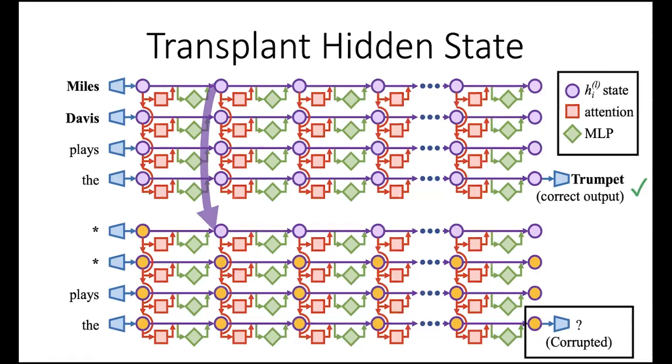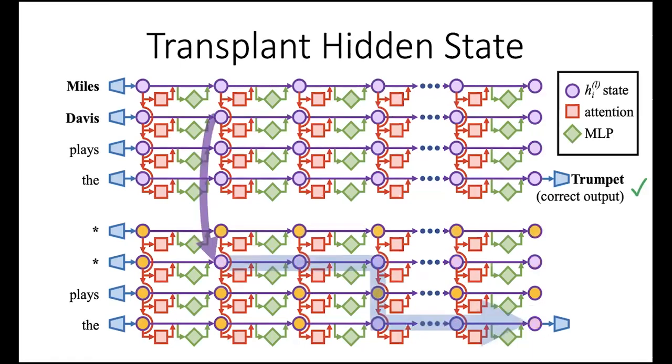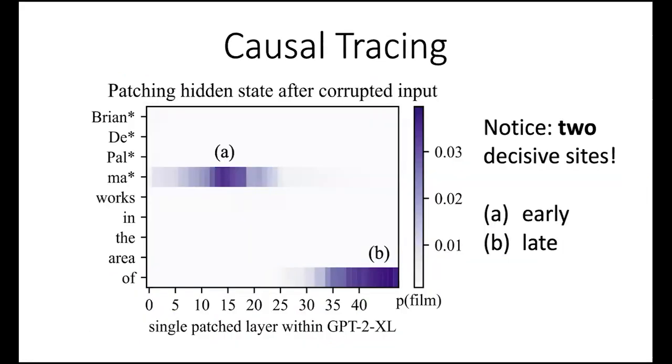As we go around the network, most of the hidden states don't have any effect, but some hidden states do and cause it to say trumpet. And then we can draw heat maps that show which of the components have the strongest causal effects. In this heat map, I've taken a different sentence: Brian De Palma works in the area and he's a filmmaker. And in dark purple, we've shown you the hidden states that, when you corrupt the sentence, still cause the sentence to output film.